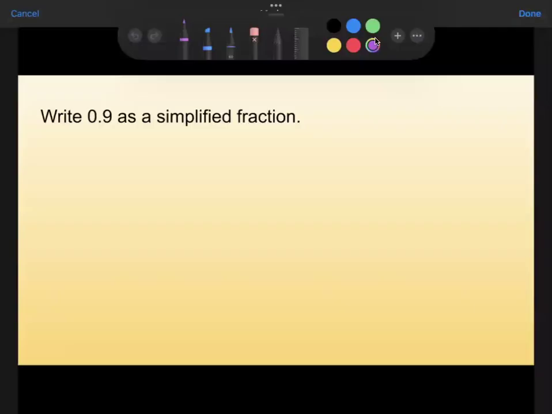So I'm going to rewrite 0.9 right here. Now the fractions have numerators and denominators. The trickiest part of this is coming up with the denominator. What denominator should our fraction have? And that is based on the place value. Since our decimal goes out to the tenths place, that means we're going to have a fraction that's got 10 as a denominator. So what denominator you use depends on the place value that your decimal goes out to.